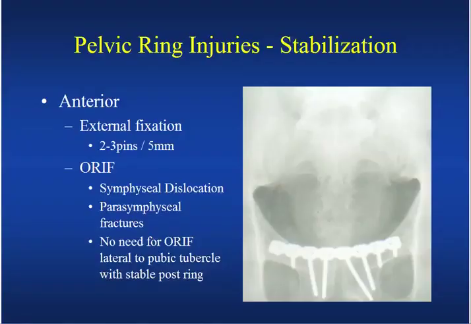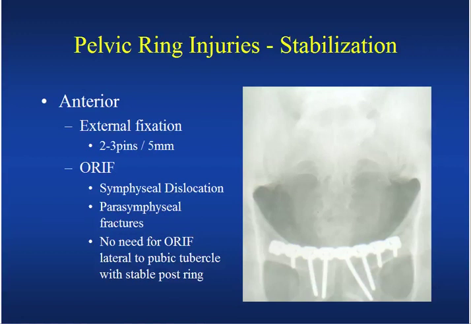Now, what about the definitive stabilization of pelvic ring injuries? You can use an anterior external fixator. Certainly, that's a good resuscitative measure, with 2 to 3 5-millimeter half pins in the anterior aspect of the pelvic ring. You can also consider placing a pin more anteriorly in the region of the anterior inferior iliac spine, which allows you to have a more low profile external fixation construct. But I think most trauma surgeons do prefer plate fixation as definitive fixation for anterior pelvic ring injuries.